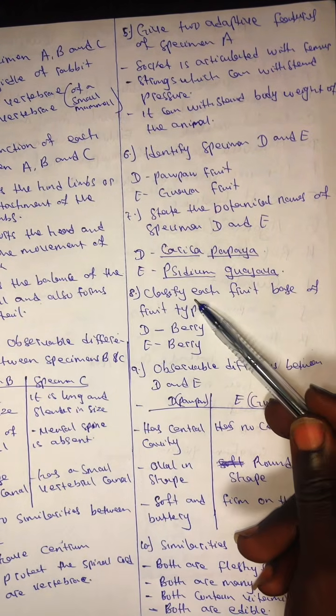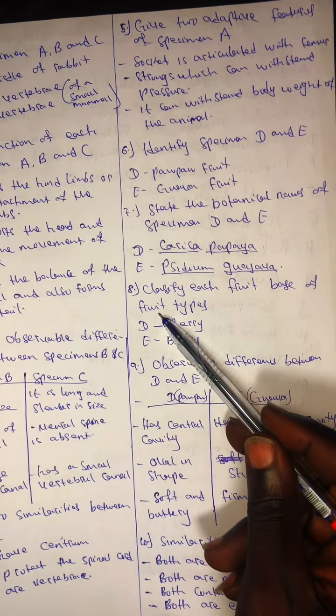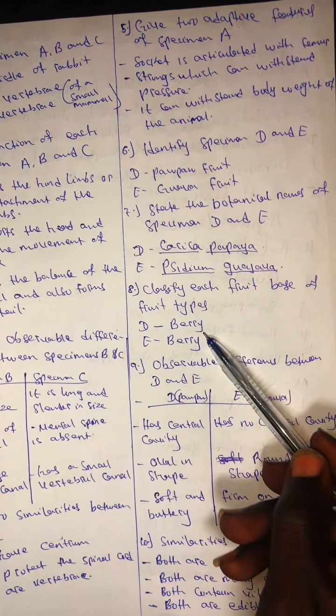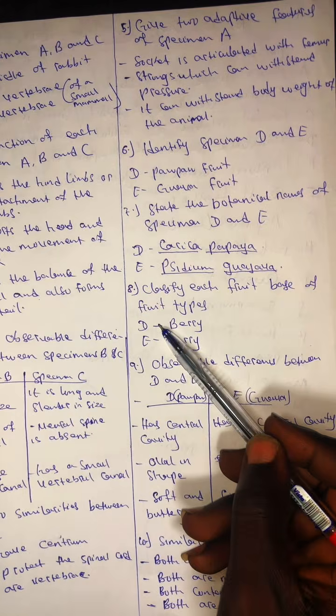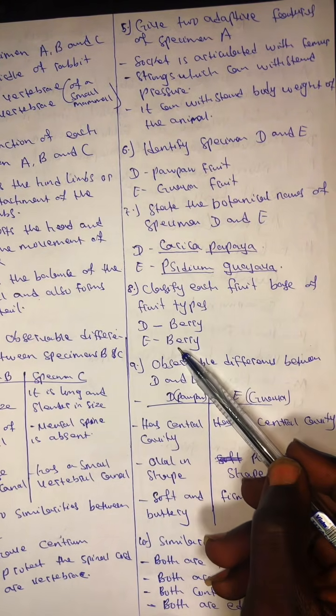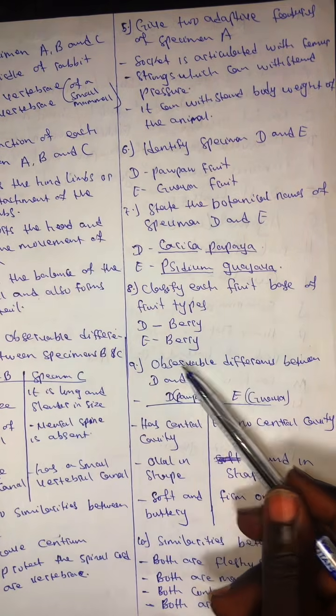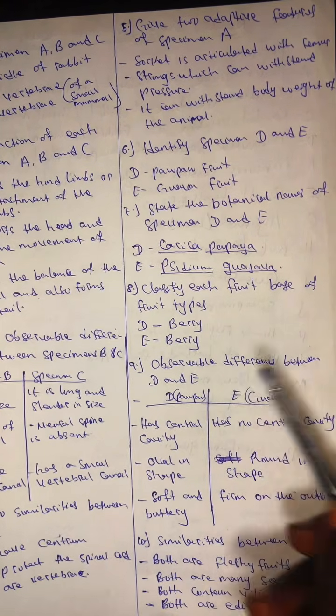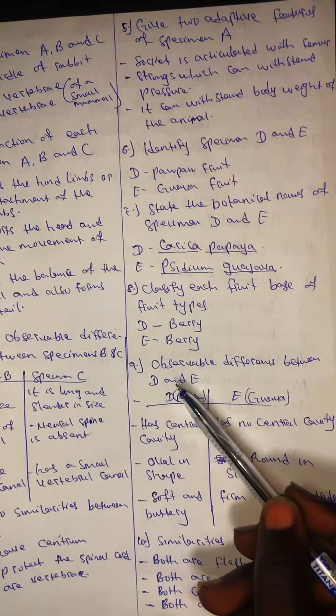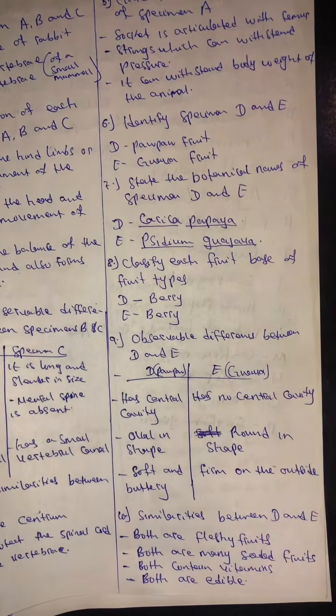The next one says classify each fruit based on fruit type. D is berry, E is also a berry. What is D? D is pawpaw, E is Psidium guajava, which is guava. The next question, observable differences between D and E, which means what are the observable differences between D and E?